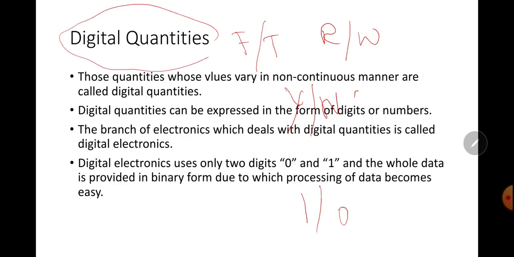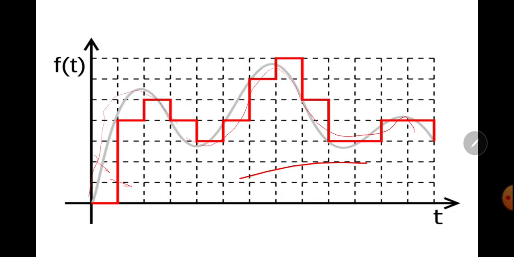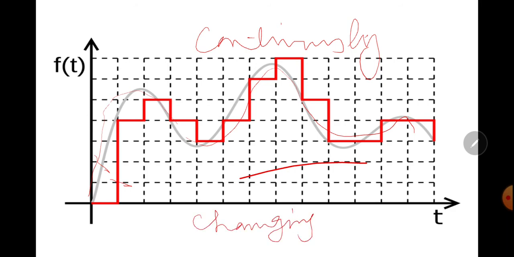Digital quantities are those quantities which have only two states, maximum state and minimum state: on, off, two extreme positions, top or bottom. Analog quantities have continuously changing values or remain constant.